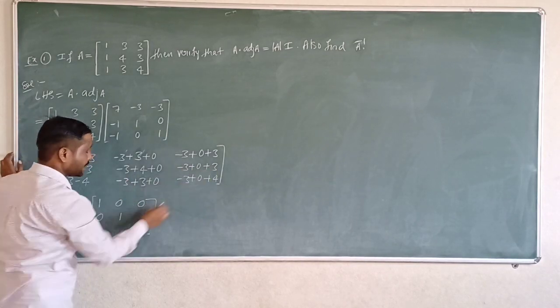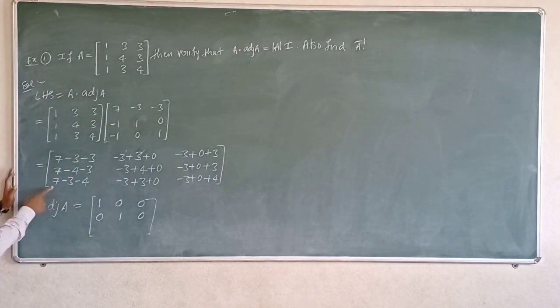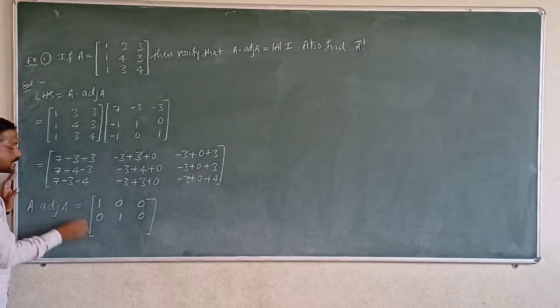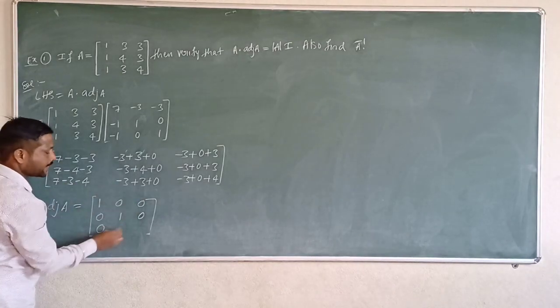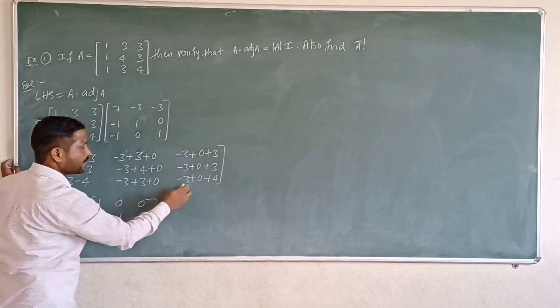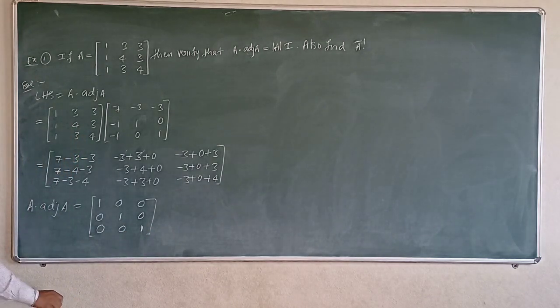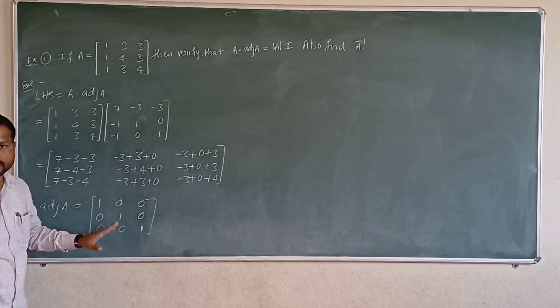Minus 3 plus 3 cancel, again 0 here. 7 as it is. Minus 3 minus 4 is minus 7. 7 minus 7 is 0. Plus 3 minus 3 cancel, 0. 4 minus 3, that is 1. No doubt, A into adjoint of A is equal to, which matrix here? Identity matrix.